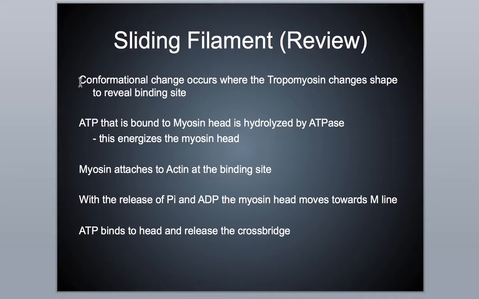Now, ATP that's bound to the myosin head is hydrolyzed by ATPase. This energizes the myosin head. It gives it potential energy to do what it needs to do, basically pull actin towards the middle. So with the release of the inorganic phosphate and the ADP, the myosin head will move towards the M line. So it's not the hydrolyzation, the breaking up of ATP into ADP and Pi, it's the release that causes the energy to be released.